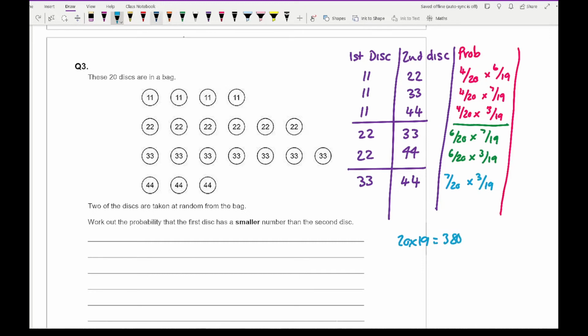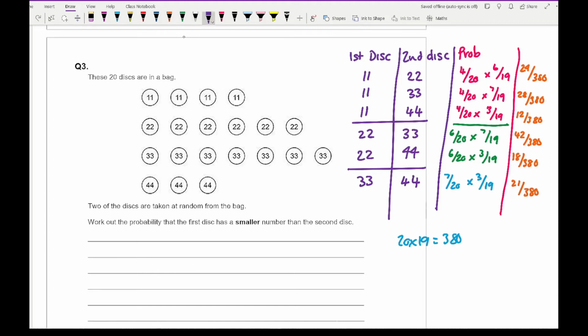So then working out the probability of each of these, 6 times 4 is 24, so that'll be 24 over 380. This will be 4 times 7, which is 28 over 380. 4 times 3, so that's 12 over 380. 7 times 6 is 42 over 380. 6 times 3, 18 over 380. And 7 times 3, which is 21 over 380.